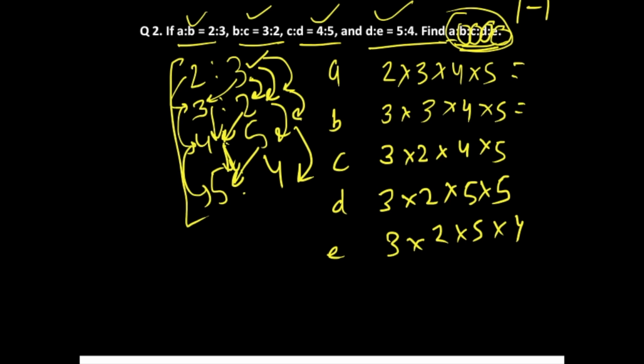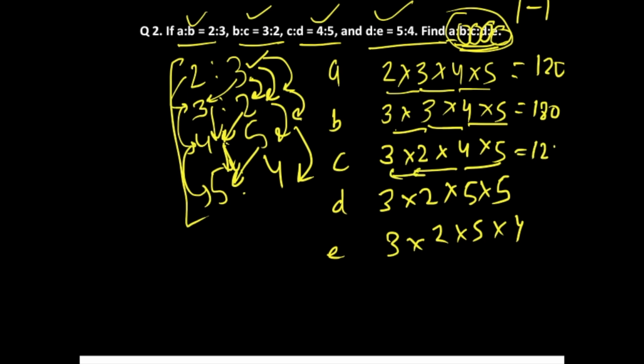5 times 4 is 20, 20 into 3 is 60, and 60 into 2 is 120. This thing B becomes 5 times 4 is 20, 20 times 3 is 60, 60 times 3 is 180. Next, 5 times 4 is 20, 20 times 2 is 40, 40 times 3 is 120. Now write for D. 5 times 5 is 25, 25 times 2 is 50, 50 into 3 is 150. Again for E, same process: 5 into 4 is 20, 20 into 2 is 40, 40 into 3 is 120.